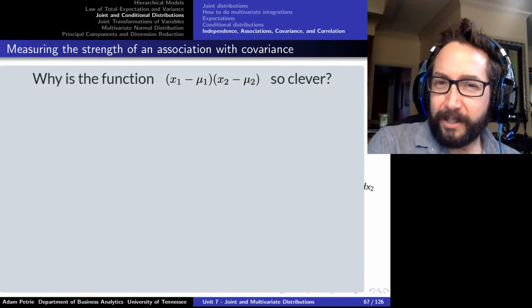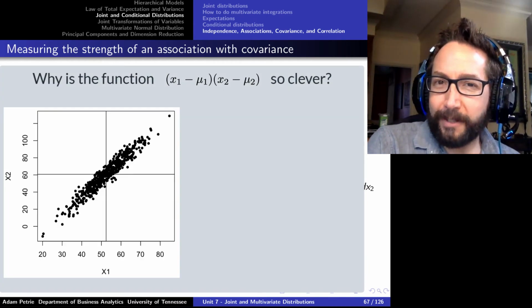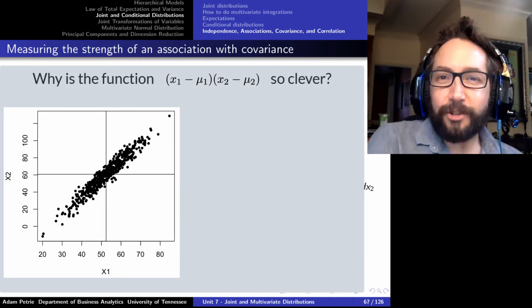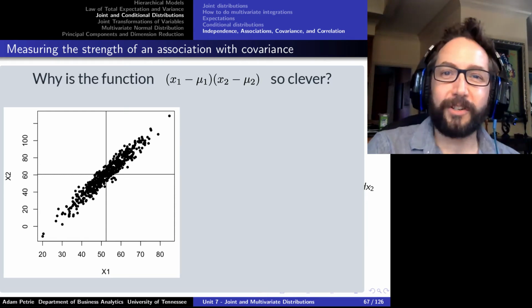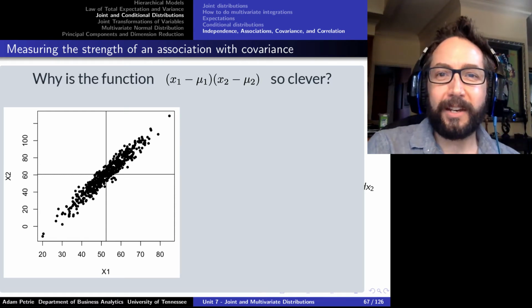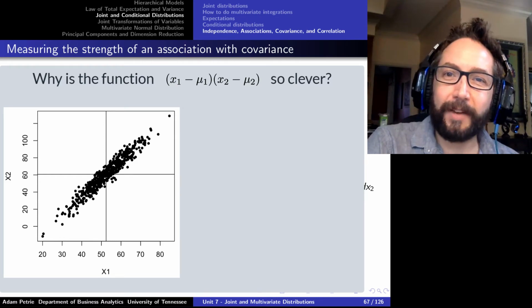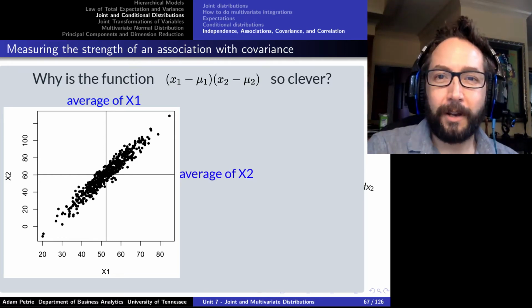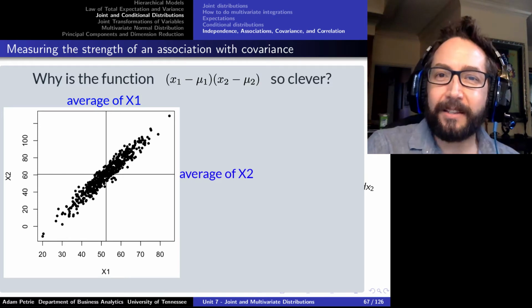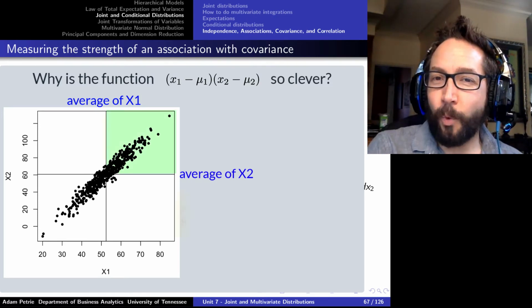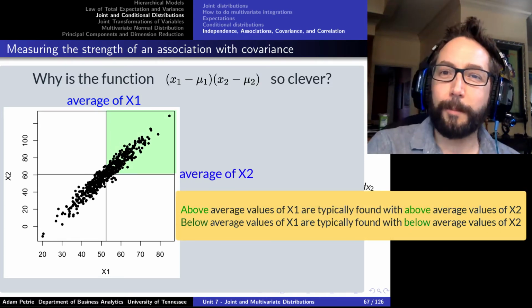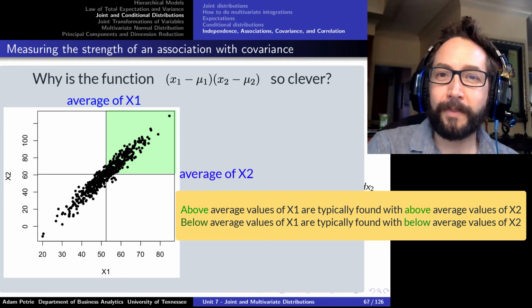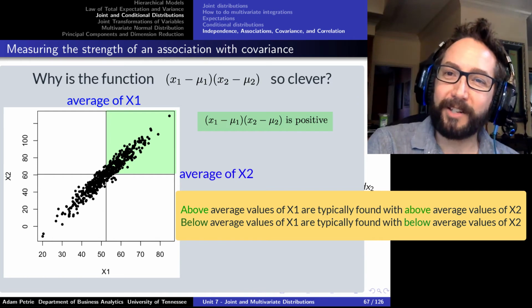So what does this formula really do? Well, if we inspect it really closely, it actually tells us something fairly interesting. One thing we see is that it's comparing the value of x1 to its average and the value of x2 to its average. So if above average values of x1 are typically found with above average values of x2, well, that function is going to be positive. Positive times a positive is a positive.